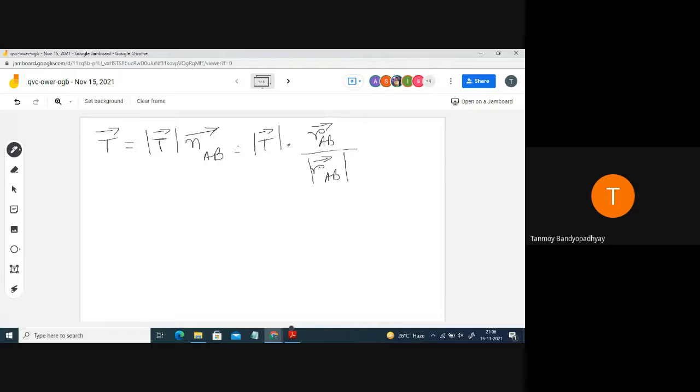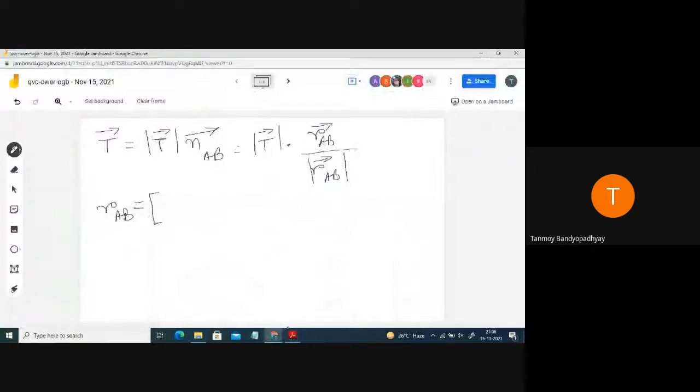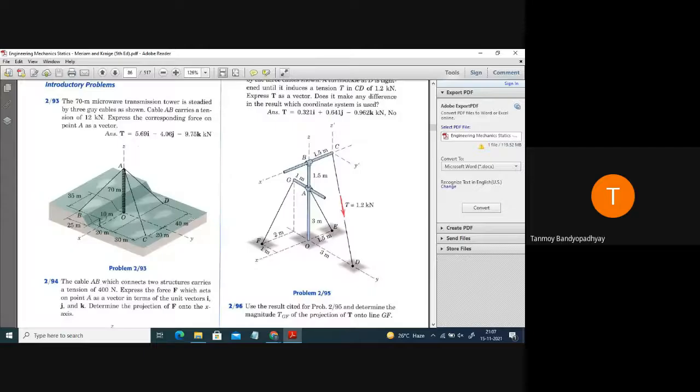So let's calculate what is RAB. I had discussed that whenever you are doing this one, you find out the coordinates. The best thing is you find out the coordinates. In this case, the origin is given. So based on the origin O, you find out what is the coordinate of the point B and what is the coordinate of the point A. Let us write down the coordinates of the point B, and let us write down the coordinates of the point A.